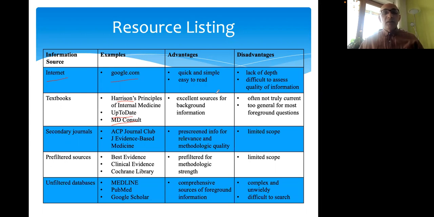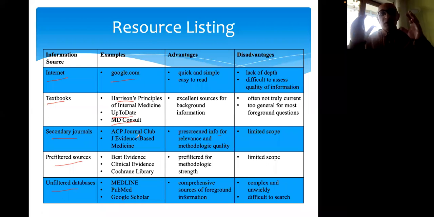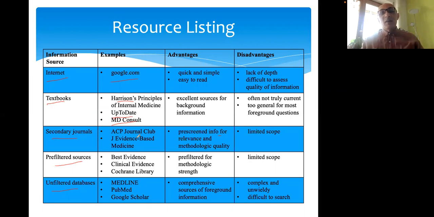You see here the advantages and disadvantages. I will not read all of them. Please stop the presentation and have a look at the advantages and disadvantages. Beyond that, we have the secondary journals, pre-filtered sources, or unfiltered databases. Unfiltered means the research, the evidence is in front of you, and you are supposed to read, understand, appraise, and evaluate the evidence by yourself. You should be capable of doing this with your available EBM information.